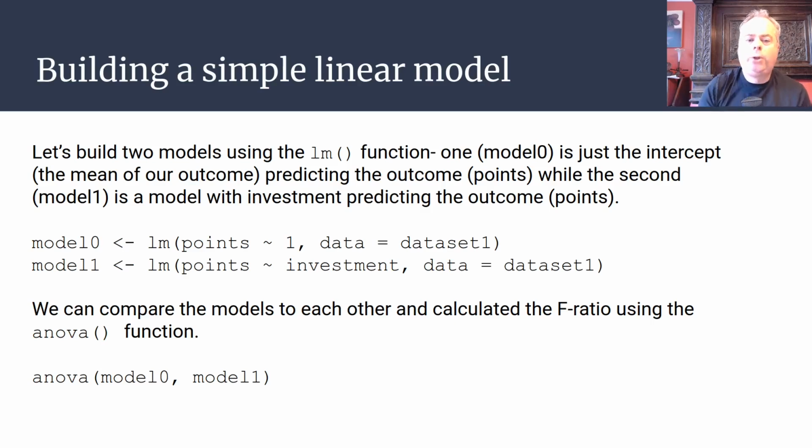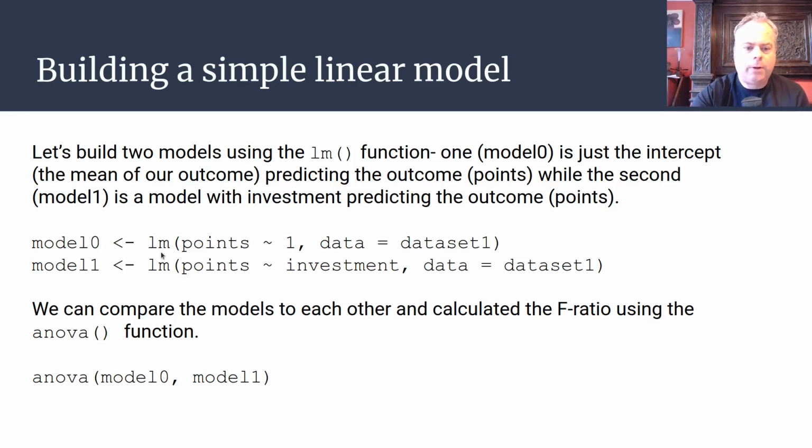Okay, so we're going to build two models. We're going to build models using the lm function. One of these models will be known as an intercept-only model, where we just use the mean as a way of predicting our outcome variable. And the second model is going to be a model where we use investment to predict the outcome, which is points scored.